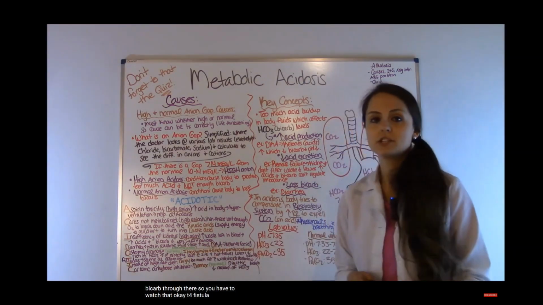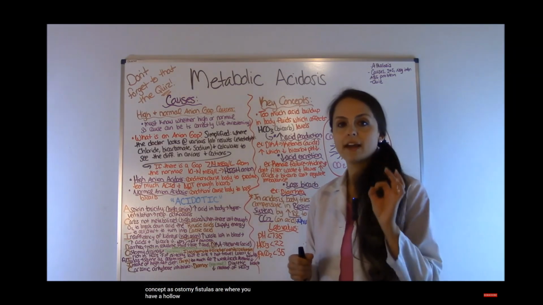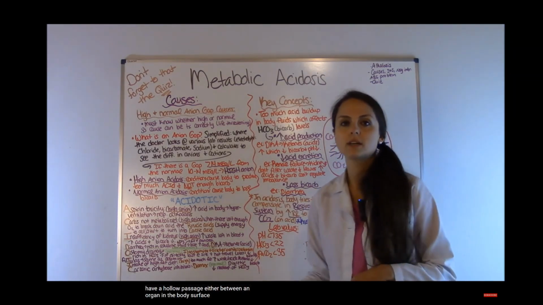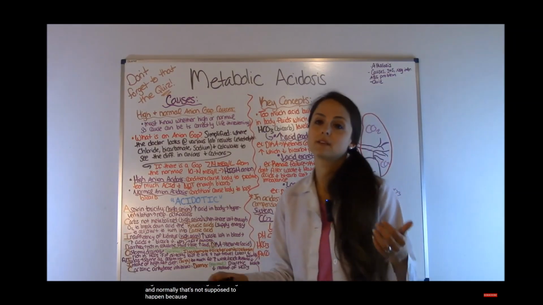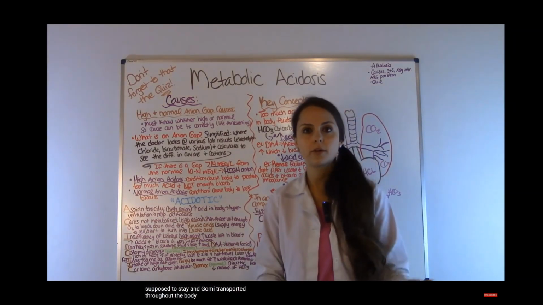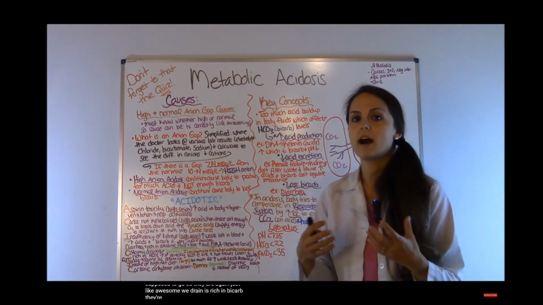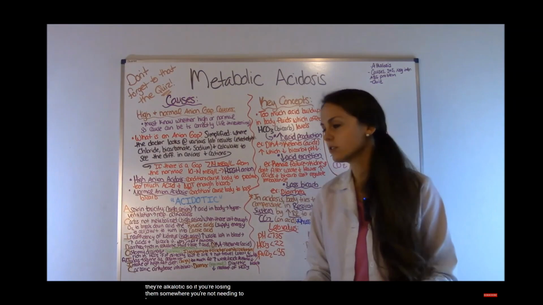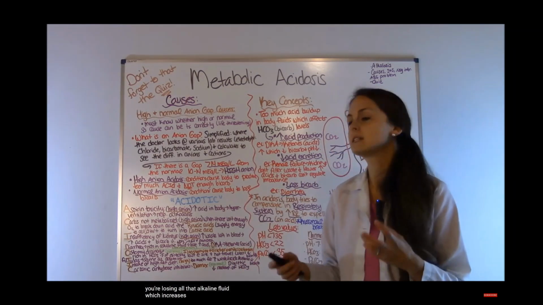Okay, T for fistula. We'll use the T in fistula. And this is the same concept as ostomy. Fistulas are where you have a hollow passage either between an organ and the body surface or between two organs where fluids are going through. Normally that's not supposed to happen, because those fluids are supposed to stay and be transported throughout the body where they're supposed to go. So they are, again, just like ostomy drainage, rich in bicarb. They're alkalotic. So if you're losing them somewhere you shouldn't, you're definitely at risk for developing metabolic acidosis, because you're losing all that alkaline fluid, which increases the acids.